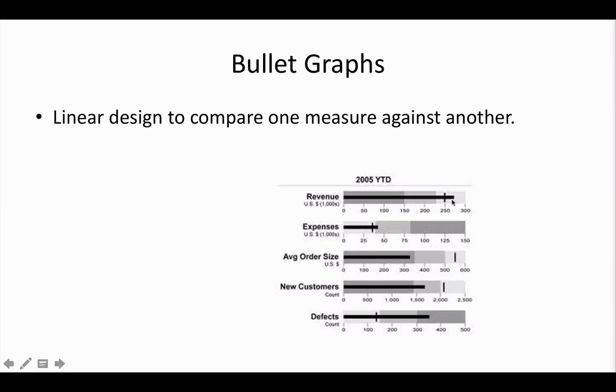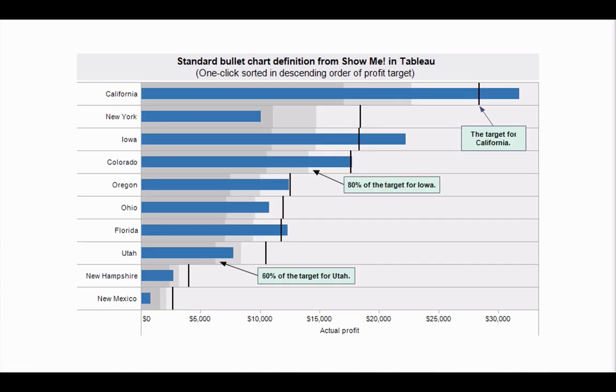Interestingly, I just noticed that this bullet graph is actually violating the spec. I'll have to stop using this as an example. All right, let's look at a couple other examples.